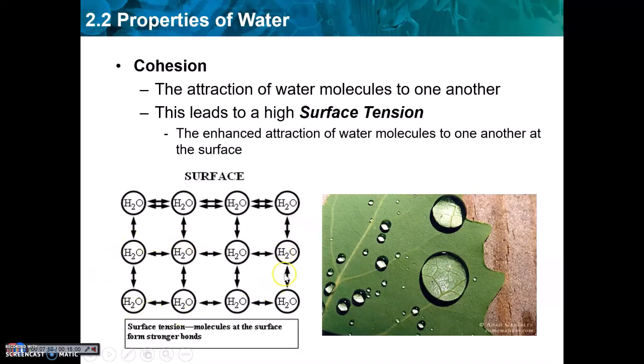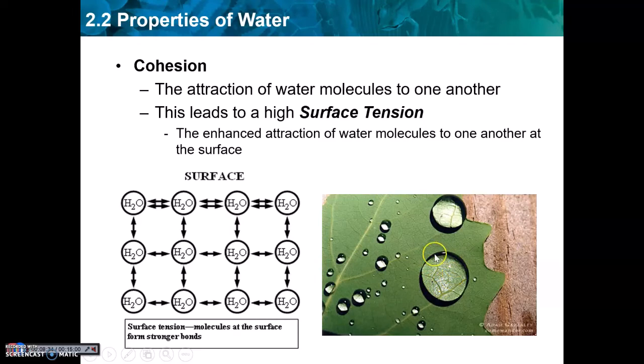Now, all of the lower water molecules, see how there's 4 different directions that they're attracted to other molecules? But look at the top. Across the surface, there's nothing above it to hydrogen bond to. So that means that there are enhanced or more hydrogen bonds between this water molecule and the one right next to it. And that's why you see the double arrows across the top. So there's slightly enhanced hydrogen bonding at the surface of any water, a body of water, a drop of water.